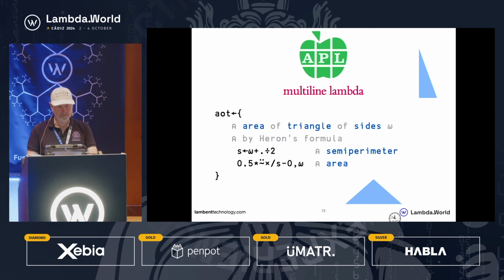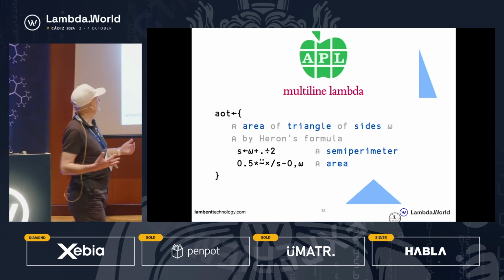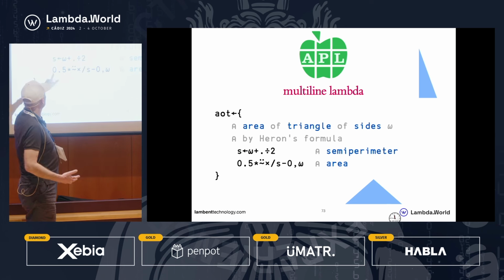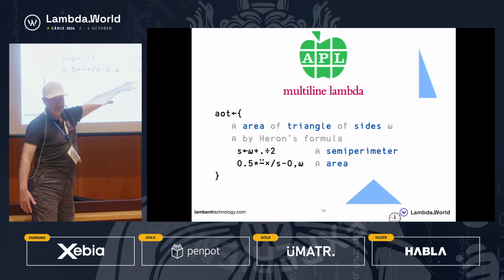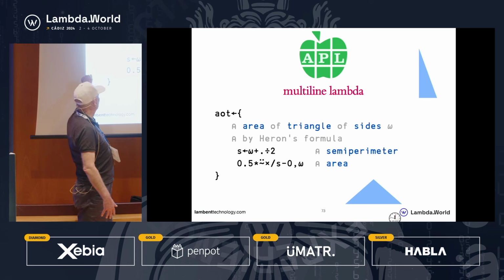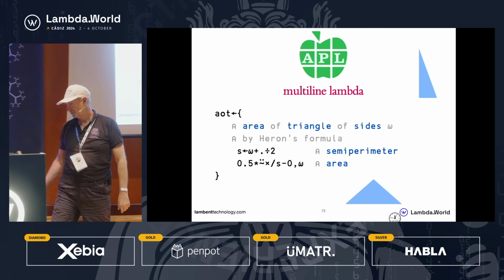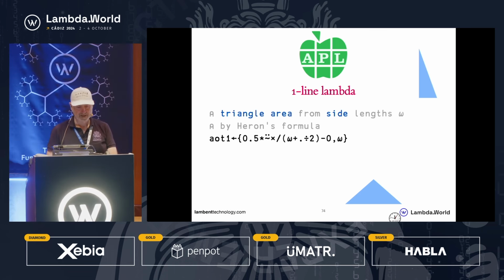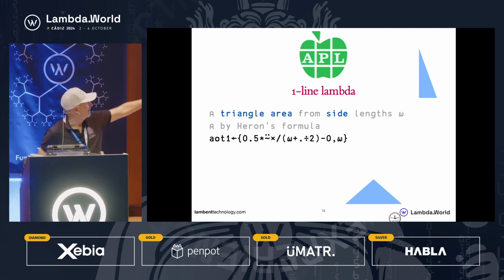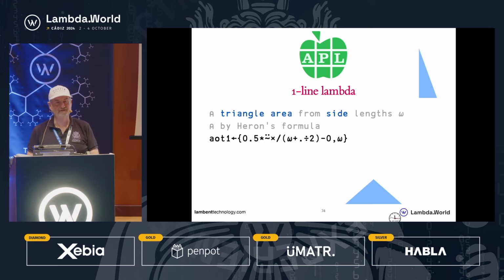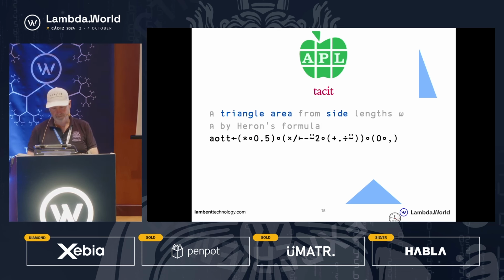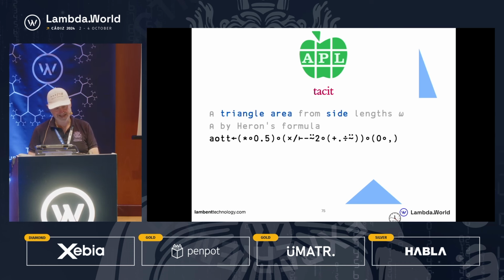Sometimes you need the mapping to be explicit. So here we can see S is defined as the semi-perimeter of the area. We're calculating the area of the triangle. Here, this is the same thing as a one-line lambda. And now we no longer have the semi-perimeter identified. Maybe we didn't need it. We can just blast through that. And here it is as tacit.